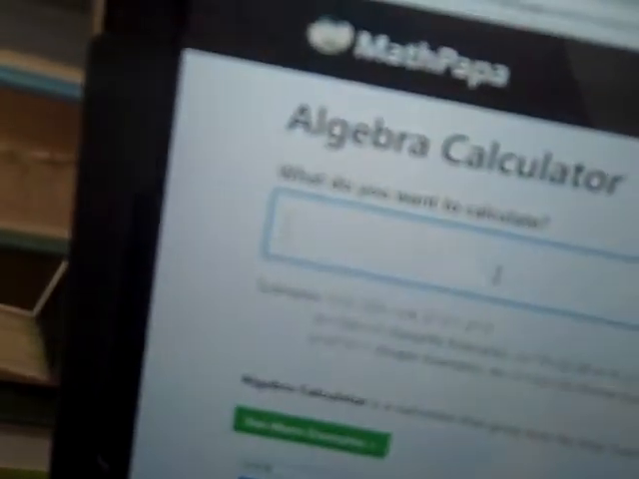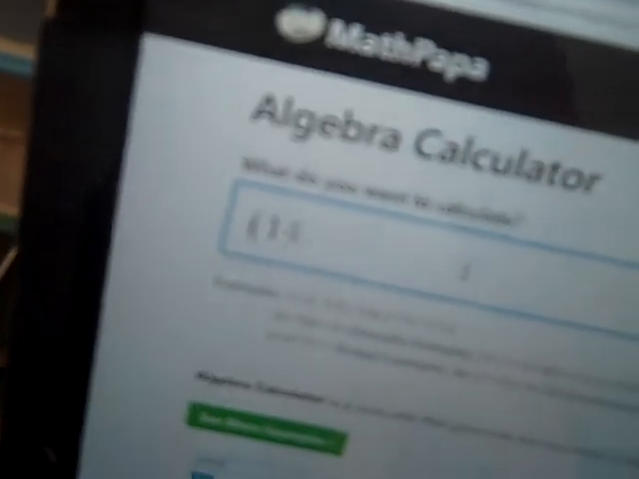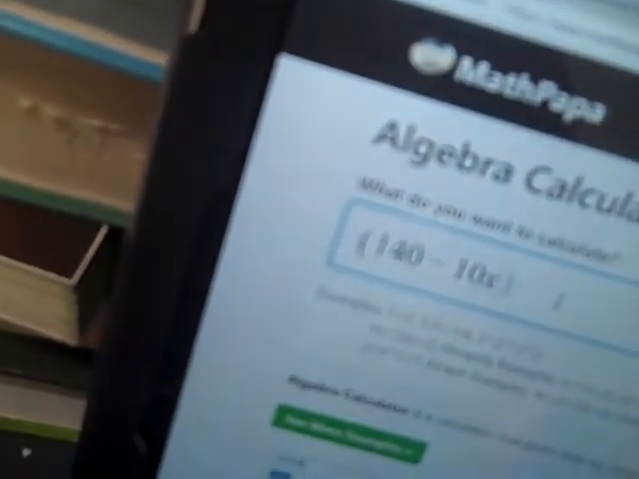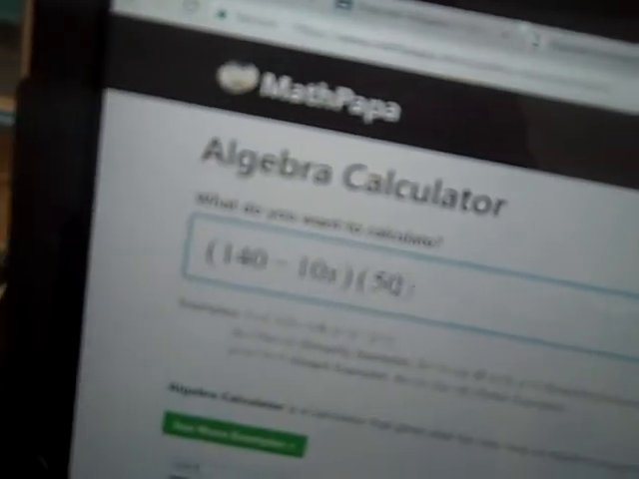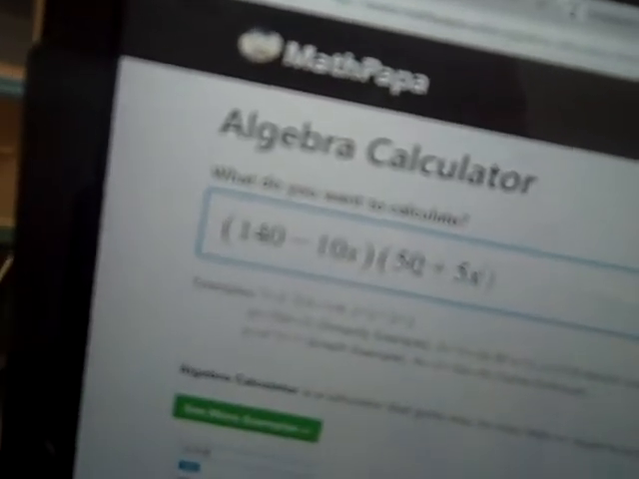So here's my Papa Math. So I have parentheses 140 minus 10x, close it. And then you don't need to hit times, just another parentheses. 50 plus 5x, and close that. Okay, so I got negative 50x squared, 200x, and 7,000. Okay, now I'm good to go.